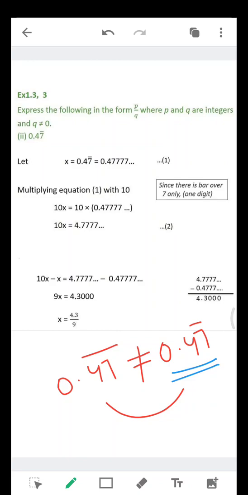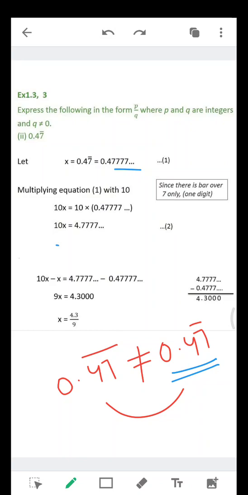So we'll take x is equal to 0.4, 7 is having a bar, so 7 repeats, 777. So the bar is only on one digit, I multiply by 10 on both sides again. So 10x is equal to 10 into 0.4777. Always you should multiply equation 1 with the value, 10 or 100 or 1000, whatever you have. Why are we multiplying by 10 here? Because the bar is only on one digit, that is the reason. If I multiply this by 10, the point moves one step to the right, so this becomes 4.777 and so on.